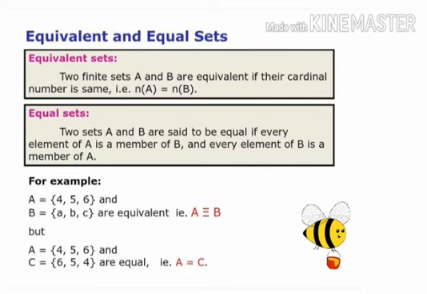And the next definition, equal sets. Two sets A and B are said to be equal if every element of A must be a member of B and every element of B must be a member of A. Here you can see the example: A equal to {4, 5, 6} and C equal to {6, 5, 4} are equal.